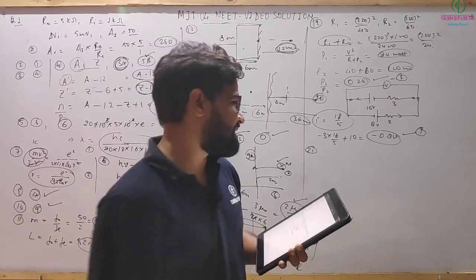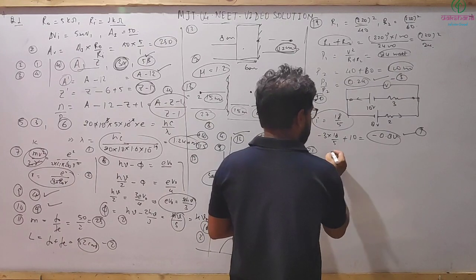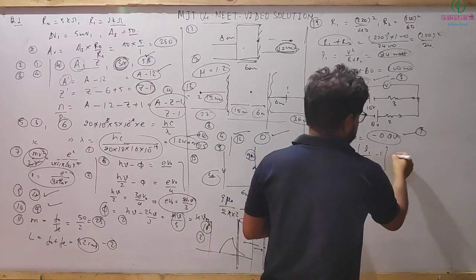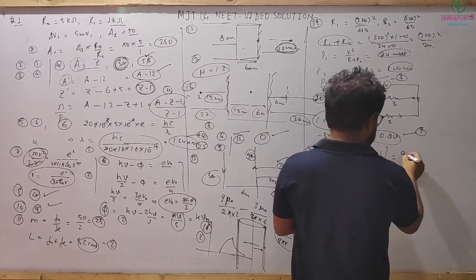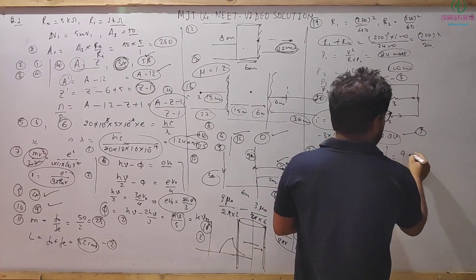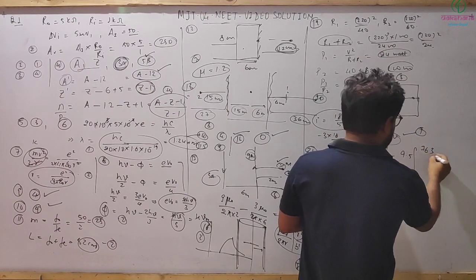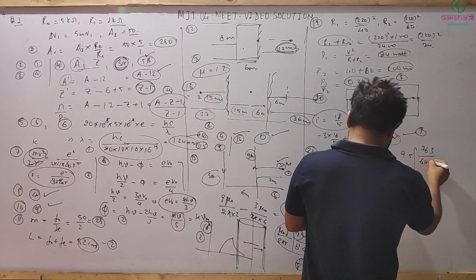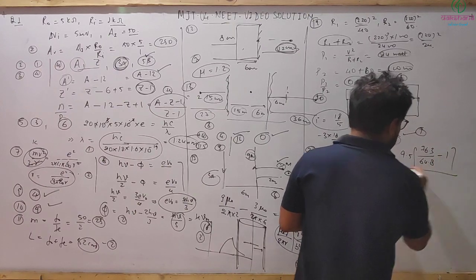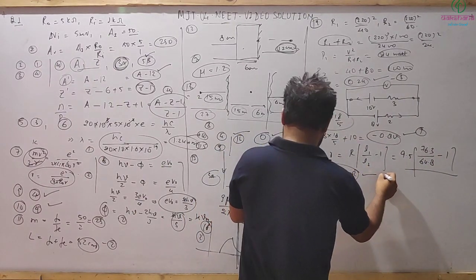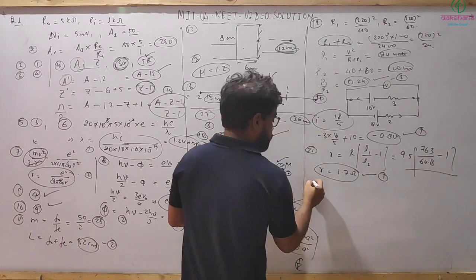The internal resistance, it's simple, a formula based question. Internal resistance is given by R into L1 by L2 minus 1. Substituting everything here, R is given as 9.5, L1 is 76.3 divided by 64.8, minus 1. Solving it, we get 1.7 ohm as the internal resistance, matching with option number 1. Next, question number 22.